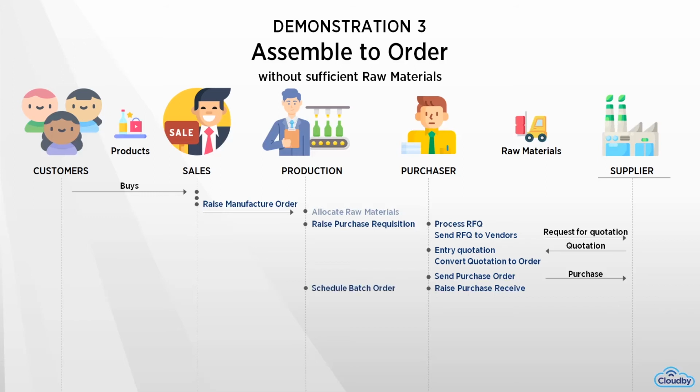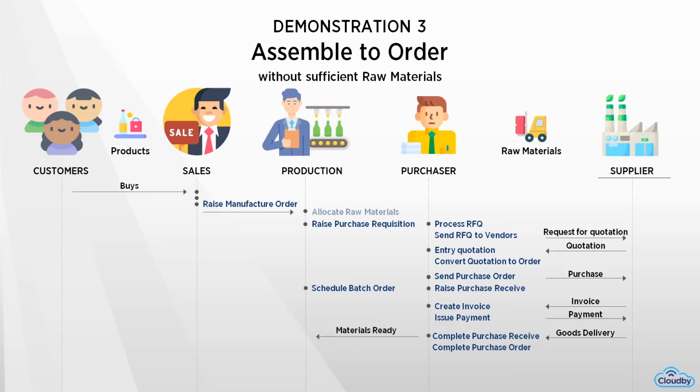The supplier will issue an invoice for payment. You then create a purchase invoice, and make the payment. When the supplier finally delivers the purchased materials, you load up the purchase receive document to mark it as received. Once all are done, complete the purchase order. From this point on, the production team can begin producing the customer product, and deliver to the customer as usual.